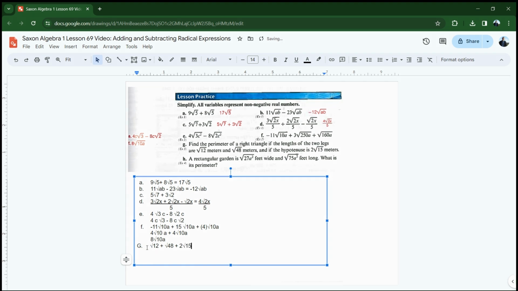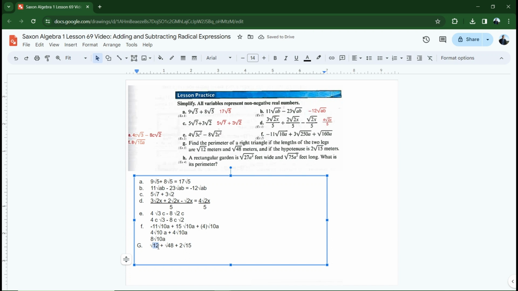All right, can I simplify this at all? Well, 12 is 3 times 4. So this is going to be the square root of 3 times the square root of 4. Now, I know 48 is 4 times 12, but 12 is 4 times 3. The square root of 48 is actually 16 times 3. So it's going to be the square root of 16 times the square root of 3. And then I can't touch 2 times the square root of 15. There's nothing I can do to that one.